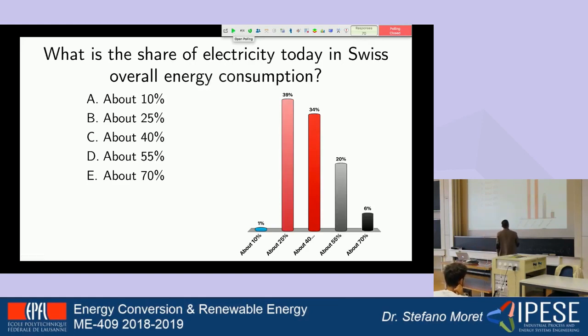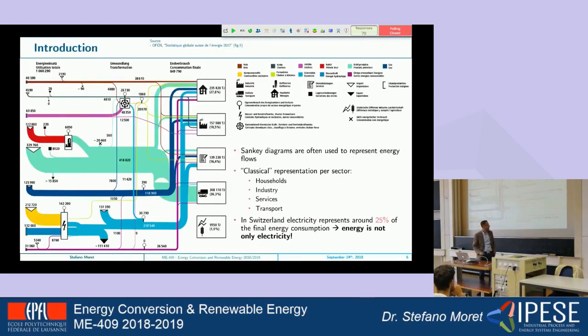Okay. So 40% of you is right. 39% of you. In reality, if you look at the energy flows in Switzerland, electricity today accounts for only 25% roughly of the final energy consumption. So this is a key message that we would like to have in your head. Even if you hear only about electricity production in the debate on energy, remember that there is heat and transportation, which actually today, especially in Switzerland, is the main cause of greenhouse gas emission.